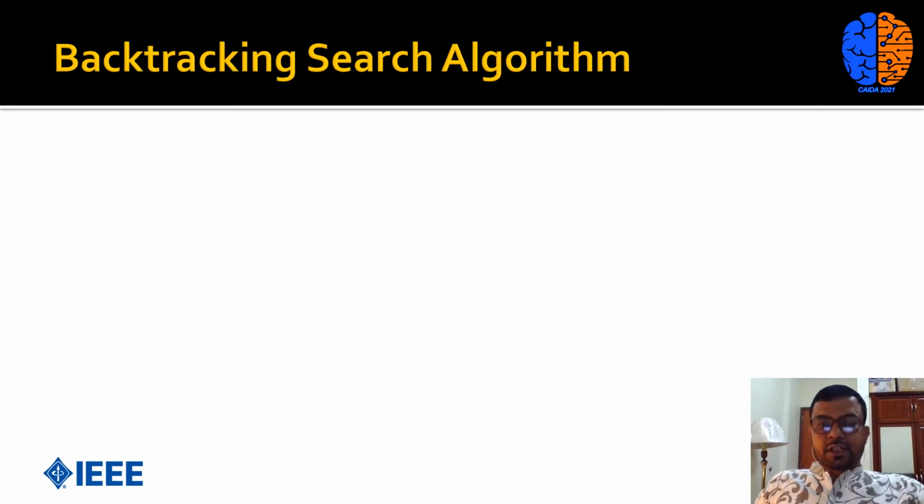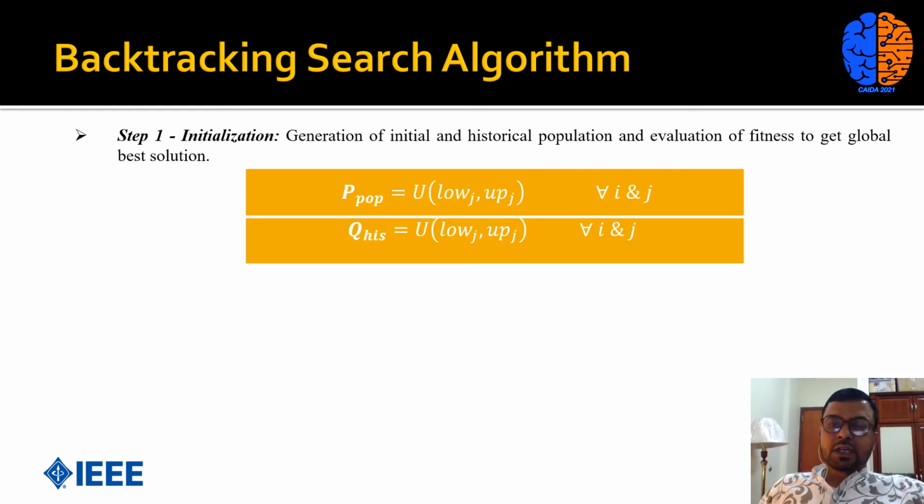It was stated earlier that this research employed the backtracking search algorithm to estimate the PV module parameters. The algorithm consists of several steps. In the first step, it initializes the initial population and historical population using the given equations. After generation of the initial population, the BSA evaluates the fitness of all individuals of the initial population. Based on the evaluated fitness, it stores the best individual as the global best solution.